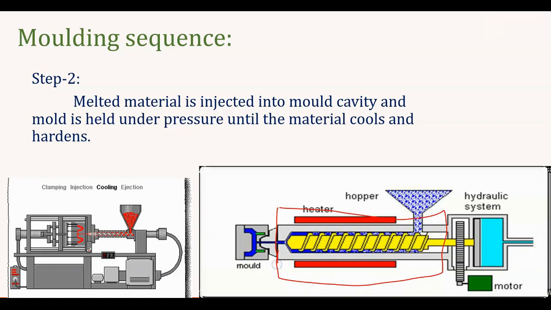The next step, the filled granular material will come to this barrel, which has the plunger, that means piston and cylinder. The complete barrel is fitted with heating coils, so it acts as an inline furnace whenever the granular material comes to this barrel. Due to this heat, the granules will be converted into molten material, as you can see.